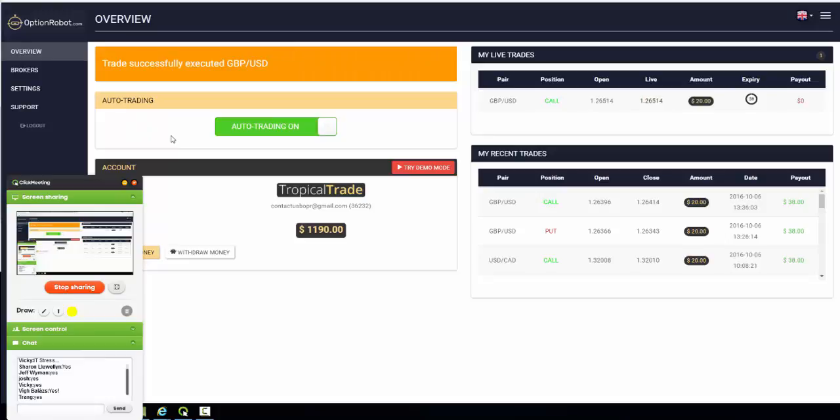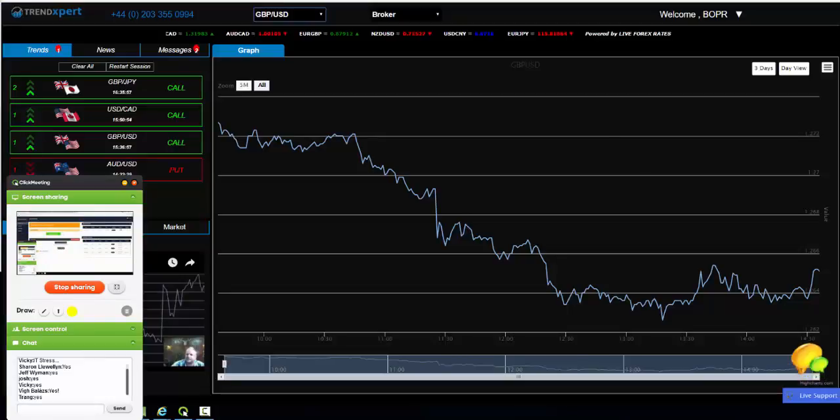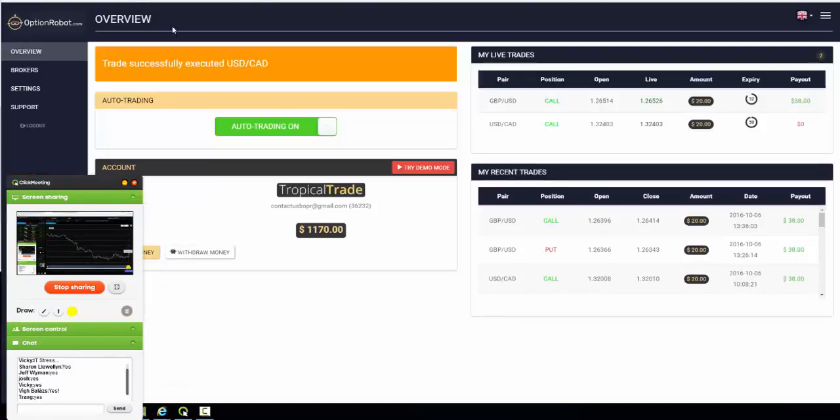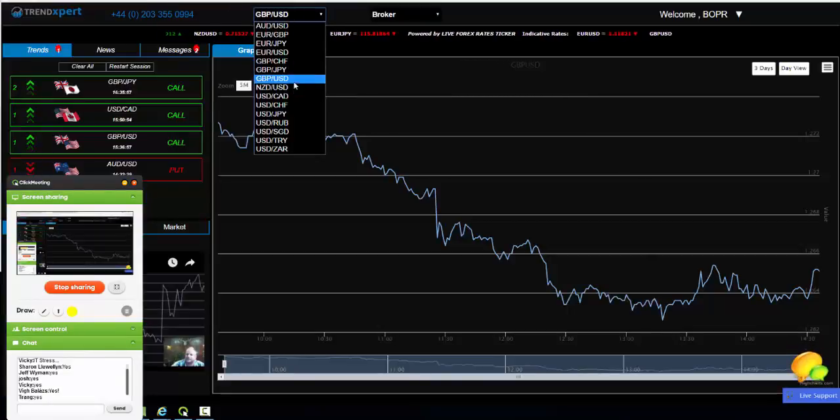We've analysed it now. We know what we're expecting. GBP USD is a call, absolutely. That's why it's a call, because of that spike there. Now we can turn it off once it's awaiting a new signal. USD CAD is also a call.